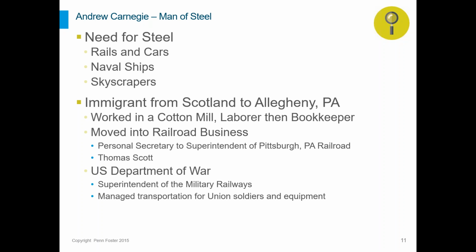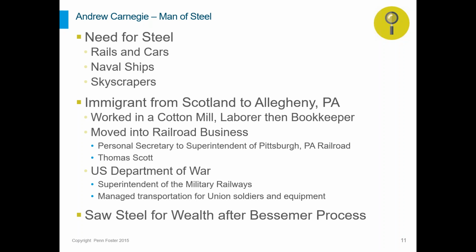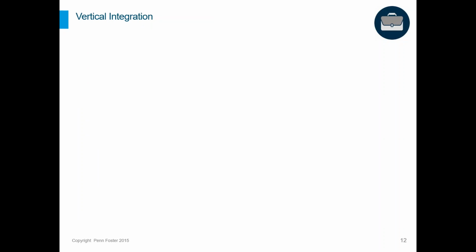But Scott brings Carnegie along, and Carnegie becomes the superintendent of the military railways. So think about all the Union supplies during the Civil War. Carnegie is able to manage their movements. And as the Civil War ends, Carnegie sees that there is new wealth that is possible in the steel industry, particularly the Bessemer process, which is able to produce steel at a much faster and cheaper rate than previously. Carnegie sees this as his major point of being able to increase his wealth.